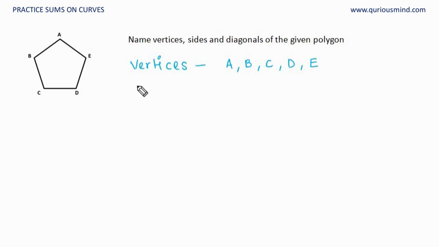Now the sides, as we just said, sides are the line segments joining adjacent vertices. Adjacent means the vertex which is next to the current vertex. So let's talk about A. I have AB, the line segment joining it, so I can call this a side. Also AE. For B, BA, which is already used, BC. So the sides are these 5 sides of the given polygon.